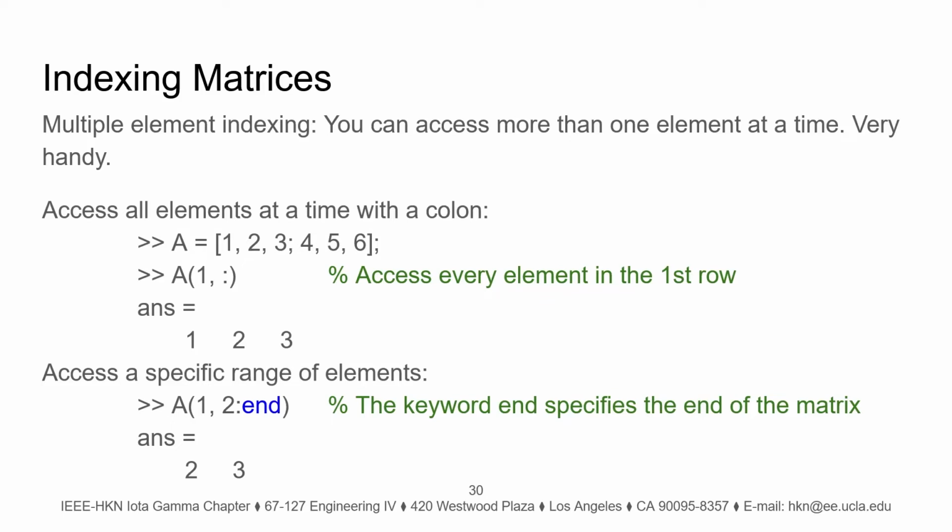Here we have A(1, 2:end), where end specifies the end of the matrix. Here to the end in the first row prints out 2, 3, because from the second element to the end of the first row are the values 2, 3. 4, 5, 6 are in the second row.